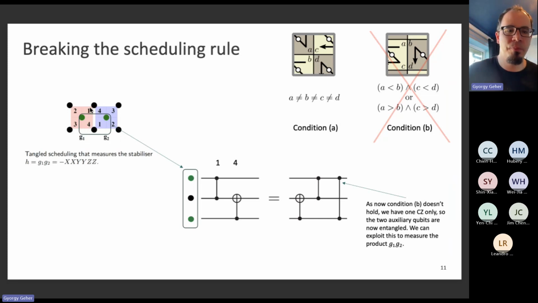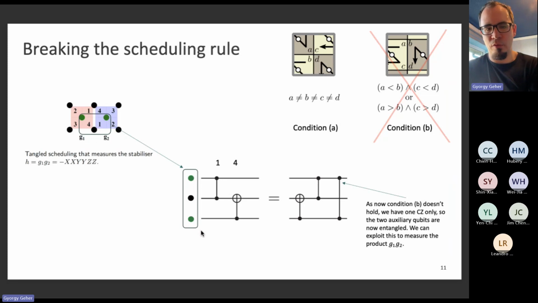So let's say you schedule the X plaquettes and the Z plaquettes like this. Then this layer comes before that layer, but the other control X layer comes after this one. So if you now regroup the control X's so that they happen before the control Z's, then this is the situation. So you pull this through the control Z, but you pay the price of having this entangling gate between the two auxiliary qubits, even though they are not connected on the hardware.